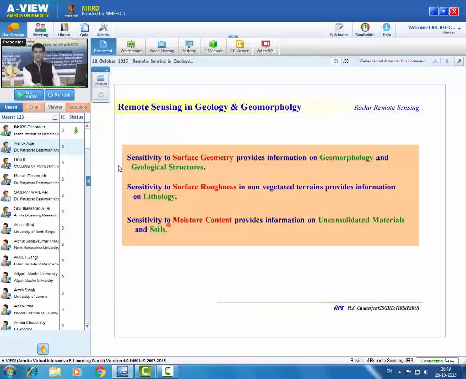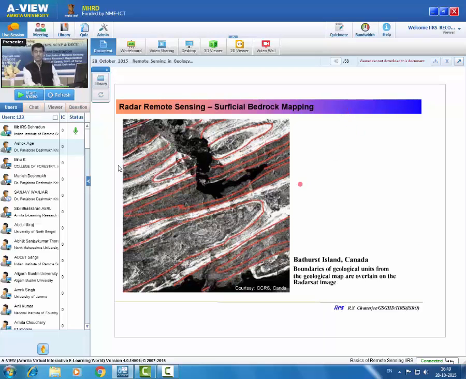And this radar remote sensing is very sensitive to moisture content, or dielectric property of the materials. So it is useful for unconsolidated material or soils. So for differentiating the unconsolidated materials from compact and hard rocks, you can very nicely use radar remote sensing image. So these are some of the uniqueness.